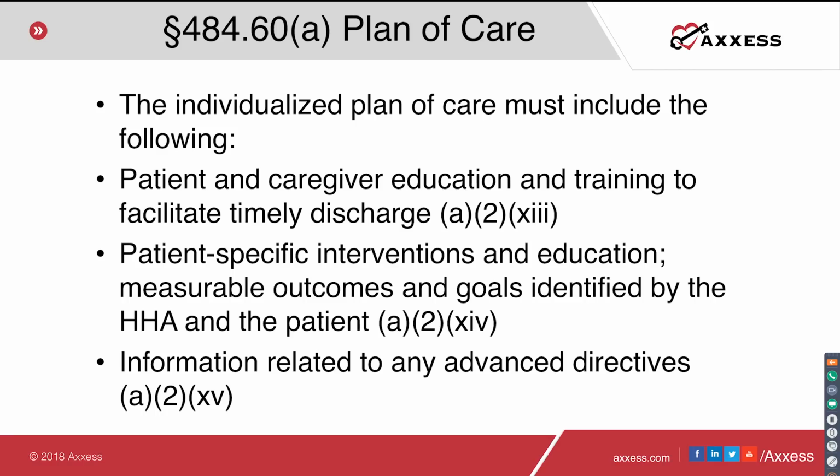And then, of course, information related to any advanced directives. We are accustomed to putting DNR orders on our plans of care, usually in Indicator 21 on a 485, but now we have to have any advanced directives on that plan of care. And so again, the plan of care is going to have a designated area for that now.